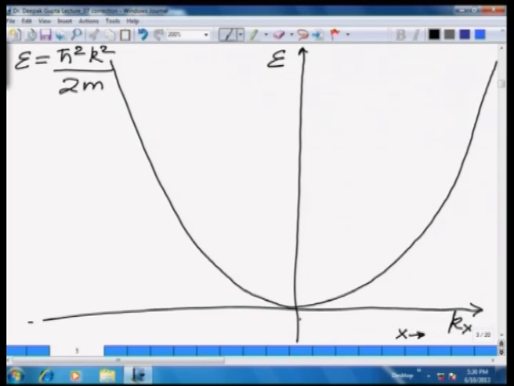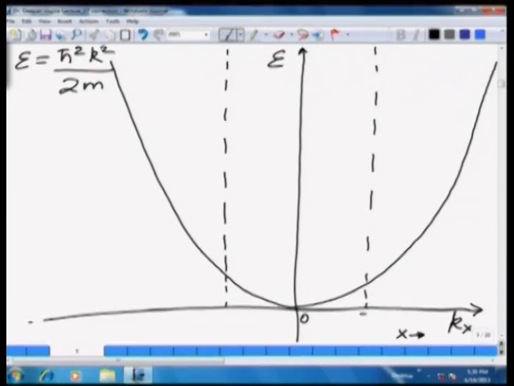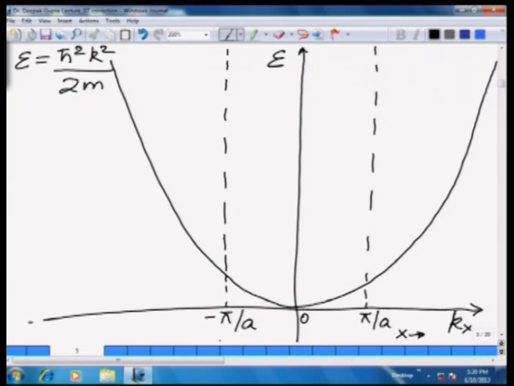If this is 0, we can think of two lines here, which are at pi by a, the first Brillouin zone, and minus pi by a, and we can represent all this information by plotting this curve only within these two limits. Only within these two limits we can plot, and we can show this entire diagram in these limits only.